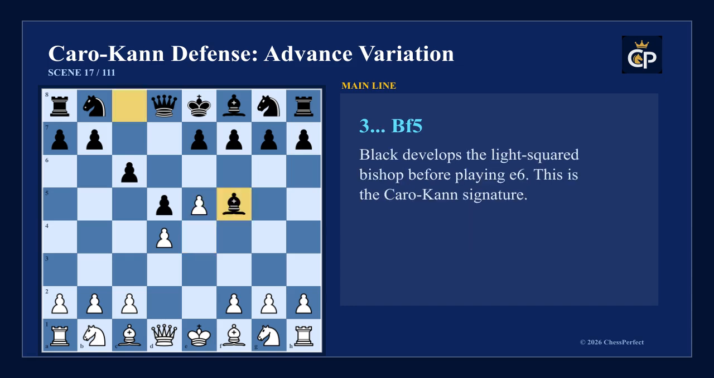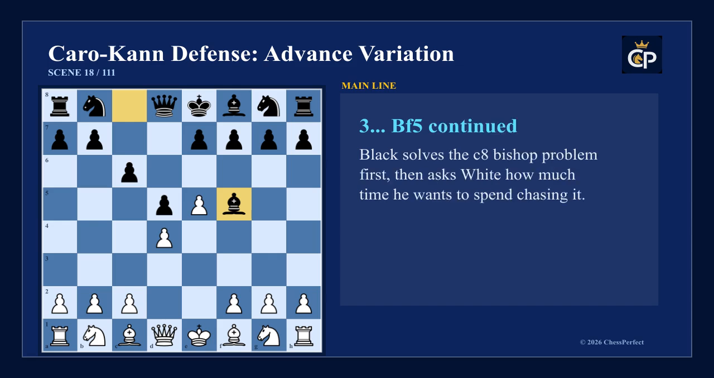Bishop f5. Black develops the light-squared bishop before playing e6. This is the Caro-Kann signature. Black solves the c8 bishop problem first, then asks white how much time he wants to spend chasing it.